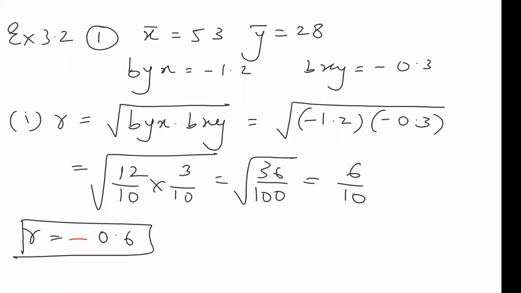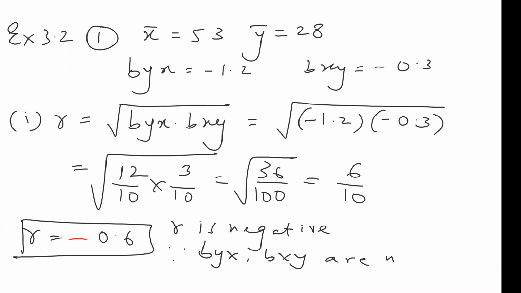But then why are we taking this r as negative? R is negative since byx and bxy are negative. We need to mention the reason to the paper corrector. Okay, r is negative since byx and bxy both are negative. So the first part of the problem is over. So we'll focus on the second part of the problem, right?